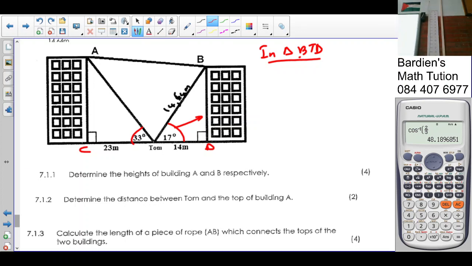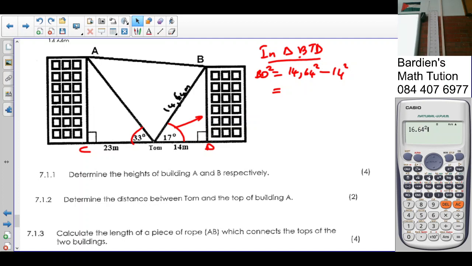Pythagoras, not so? So BD squared equals 14.64 squared minus 14 squared. Pythagoras, no reason required. The square root thereof gives us 4.28 meters. That is very low, but anyway, it's 4.28.